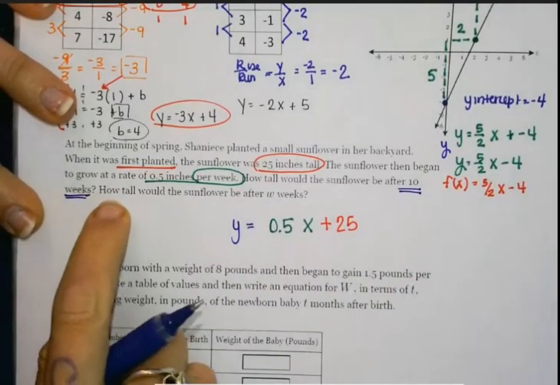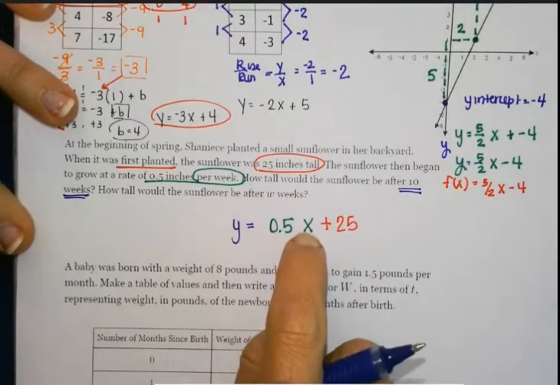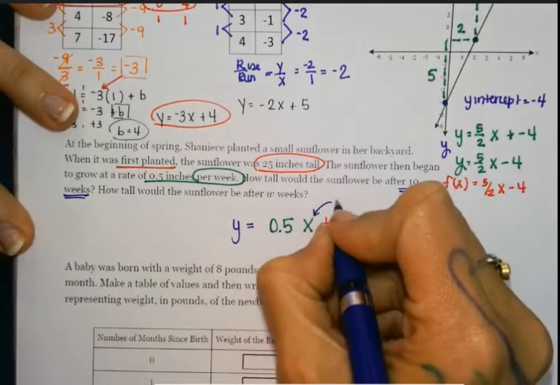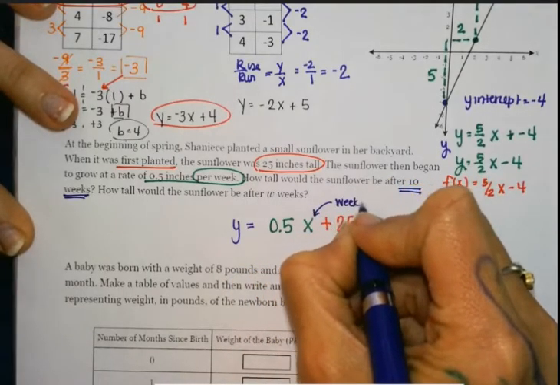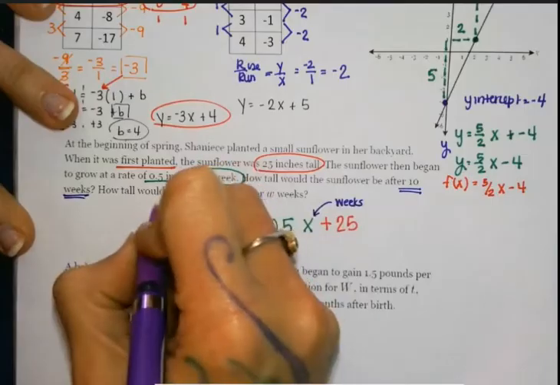How tall would the sunflower be after W weeks? So in this case, that x would be a W. That would be your W weeks, unknown weeks. So our x value, what we're going to control, is weeks. What's going to come out of this equation, so it's going to be our output, is going to be the height of the flower.